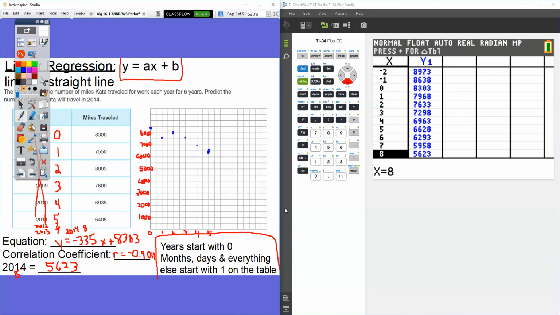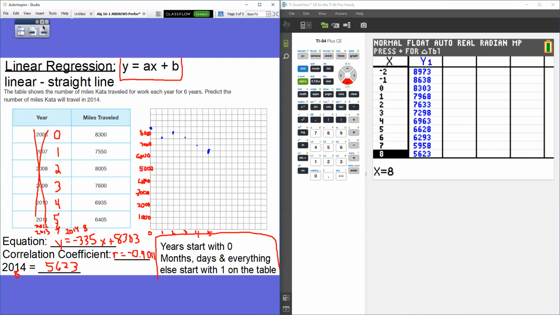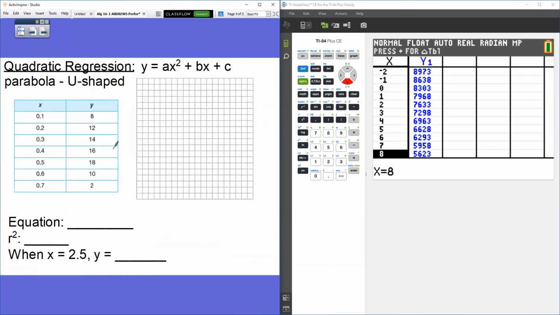We don't connect the dots. We're not forming any lines. We're not doing anything like that. We just have to graph it, find the linear regression, the R value, and your prediction for 2014. Questions on this one? So that was your linear regression. Your linear regression, we're looking for the straight line, the line of best fit there. Quadratic regression, all right, quadratic regression.